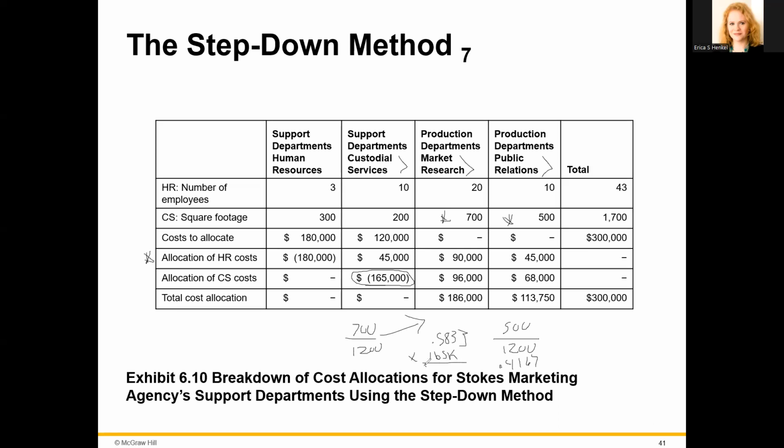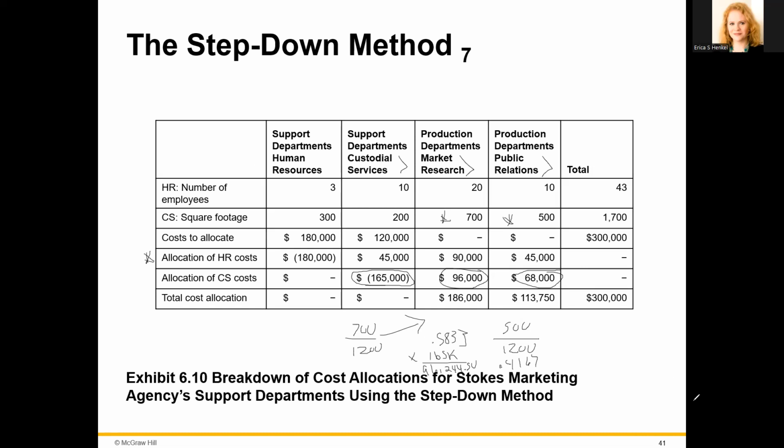I'm going to put a K there instead of 1,000. That gets us to 96,000, 244.50 here, and then 0.4167 gives 68,755. So they're rounding it to the nearest thousand here. So that gets us 96,000 and 68,000 when it's rounded to the nearest thousand. All right, so that's how we do the math on that one.